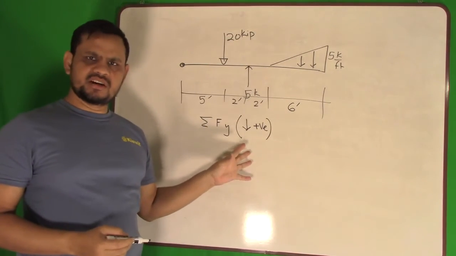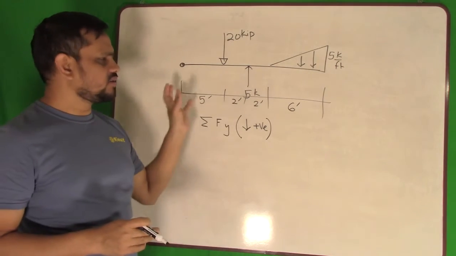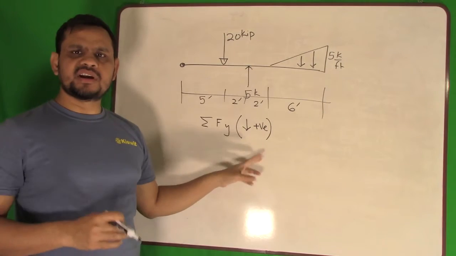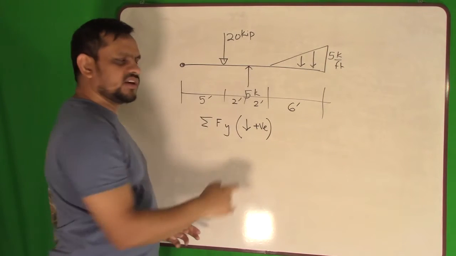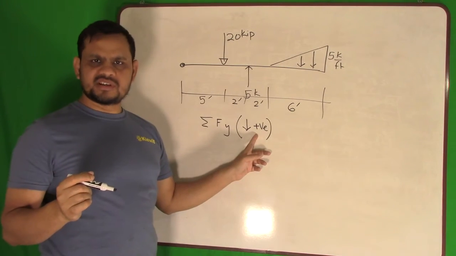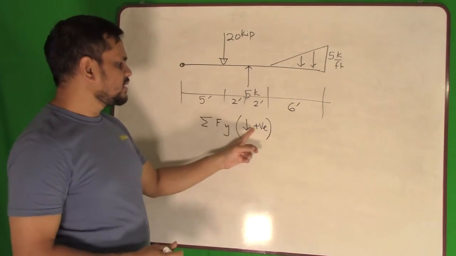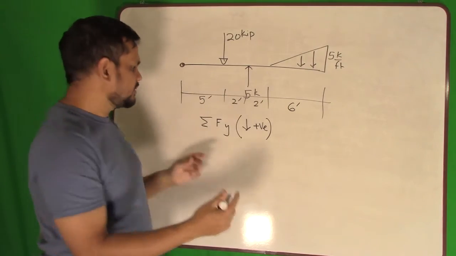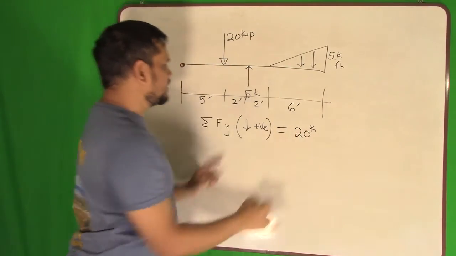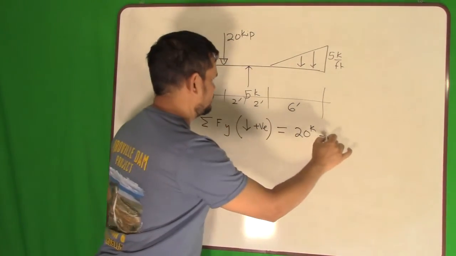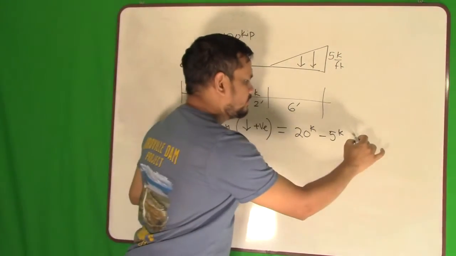This symbol, you can write it down or keep it in your head, anything is fine as long as your work is fine. But if you write it, it is better for somebody else to follow. So I am assuming downward plus VE. Plus VE is short form of positive. I don't know why people use this symbol, but hopefully you know what it is. Okay, so 20 kip downward positive, 5 kip upward negative. This force downward, so positive.